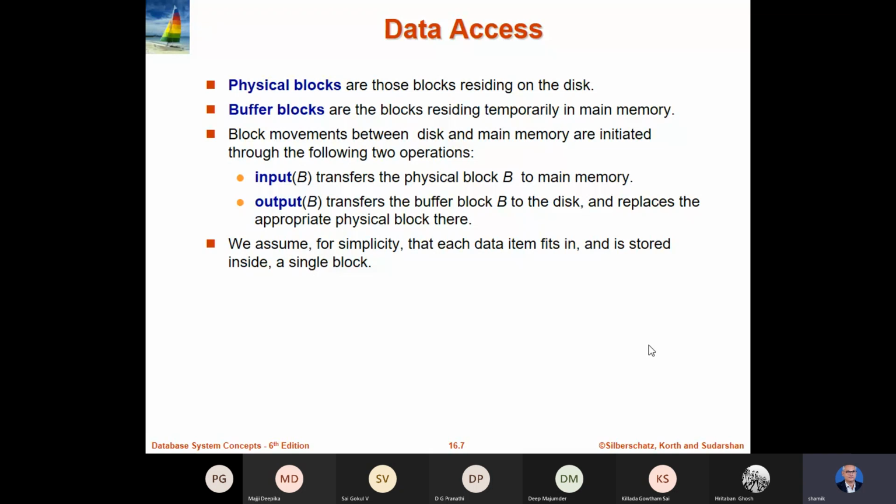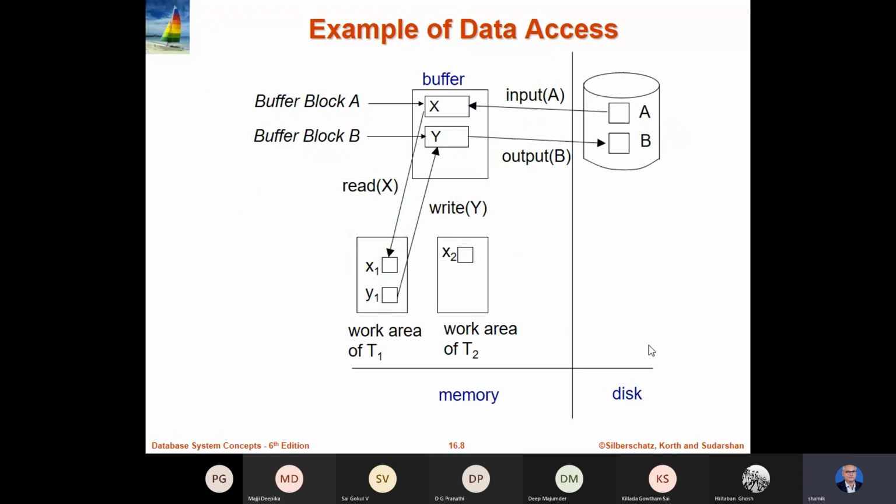We'll have some figures to explain this. We assume for simplicity that each data item fits in and is stored inside a single block. So this is the figure I was referring to. You look at this very carefully. You have the disk here. We have this physical A and B. In main memory. So see, it is disk here, it is memory here.